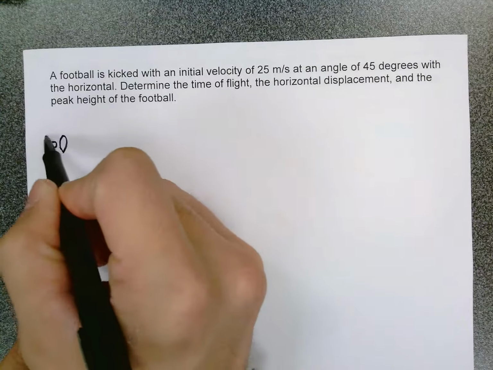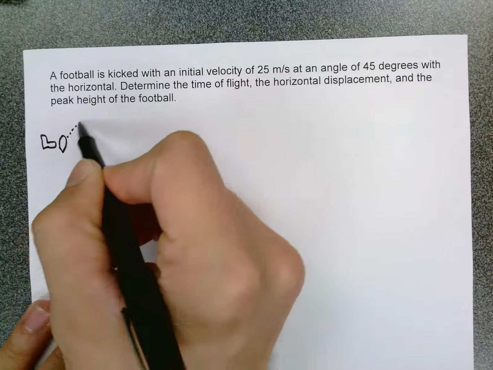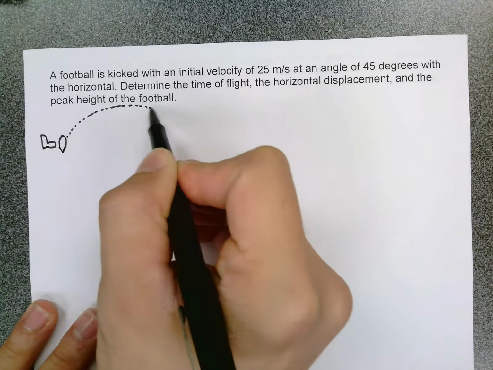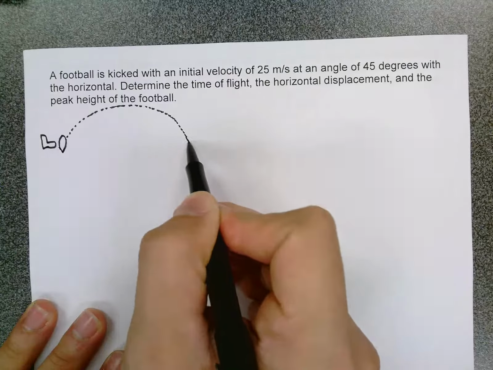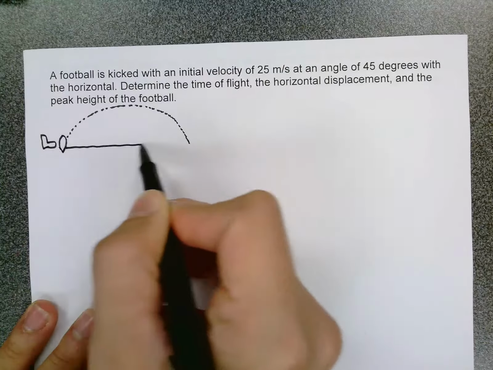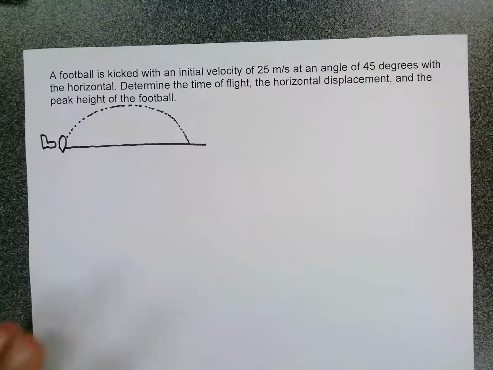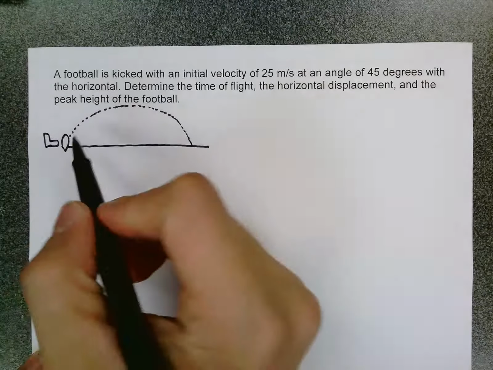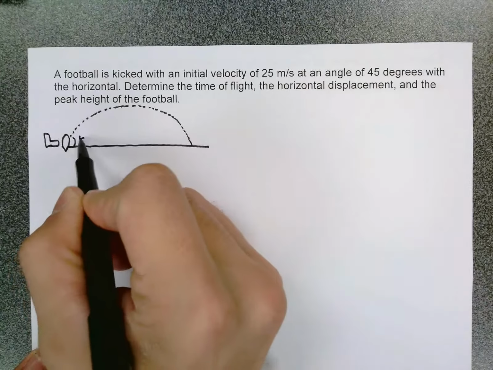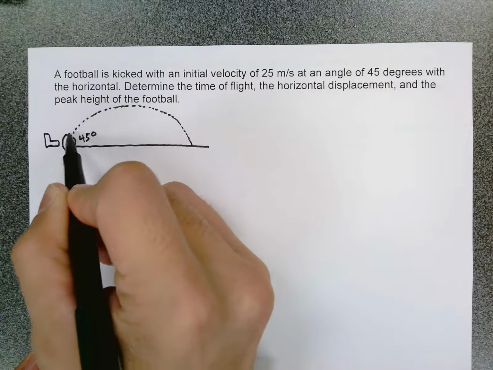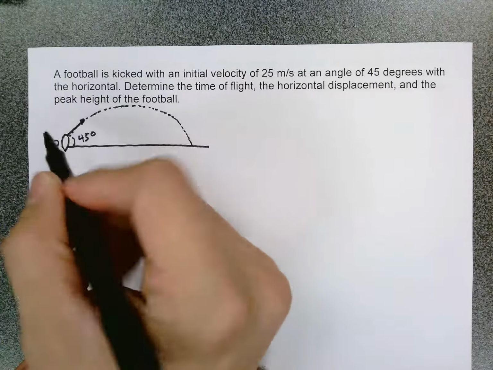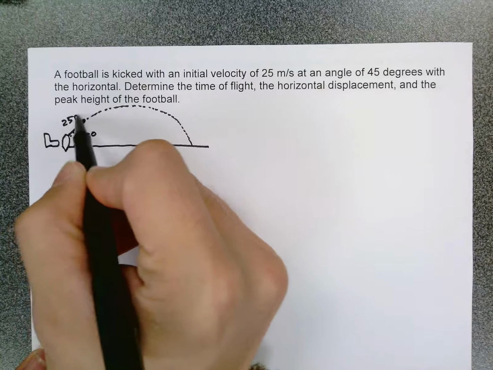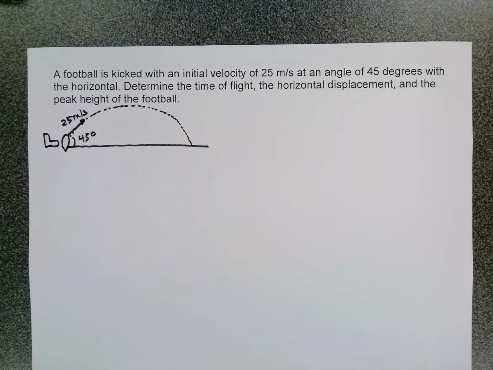It is being kicked and it makes a parabolic arc in the air, and it lands on the ground at the same vertical height of where it started. It is launched at an angle of 45 degrees with an initial velocity of 25 meters per second. Determine the time of flight, the horizontal displacement, and the peak height of the football.